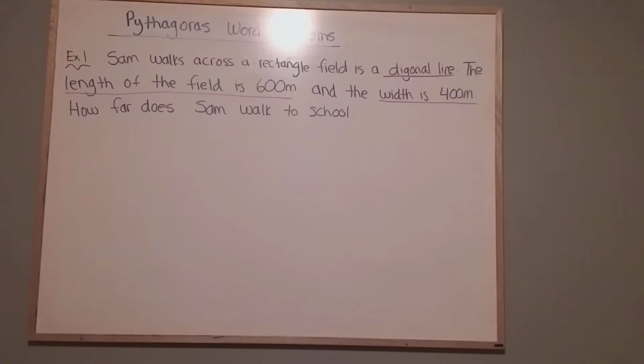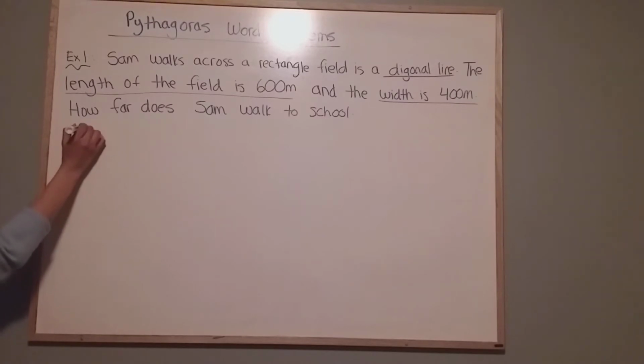Example 1. Sam walks across a rectangle field in a diagonal line. The length of the field is 600 meters and the width is 400 meters. How far does Sam walk to school? So first thing is I highlighted some important pieces of information: the length of the field is 600 and the width is 400 meters.